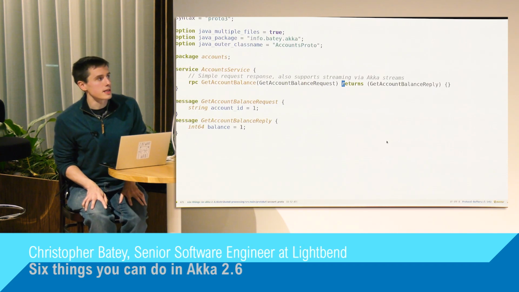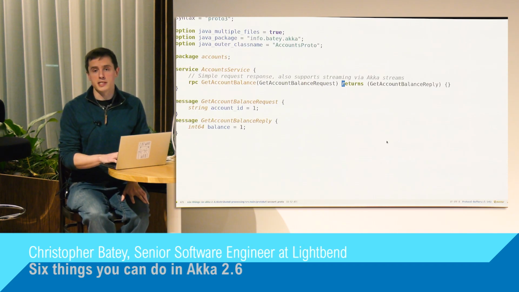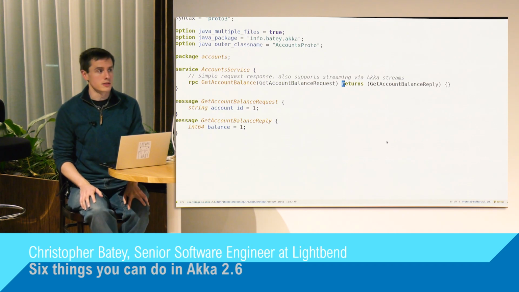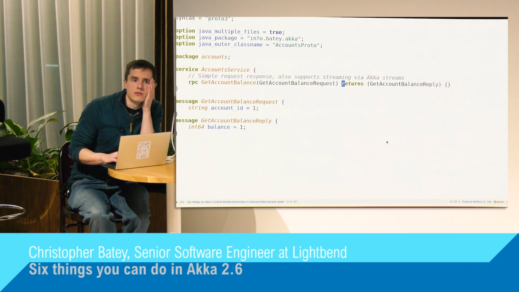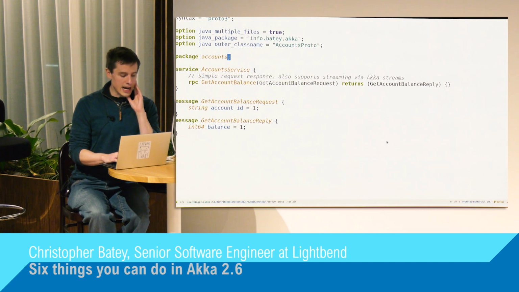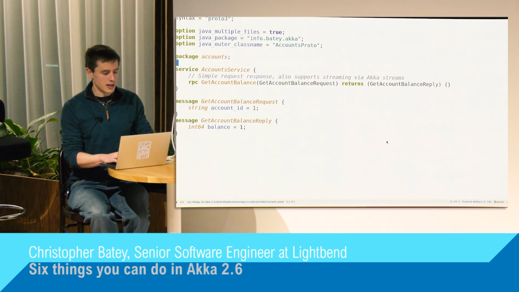gRPC is a language agnostic way to do remote procedure calls. It's an alternative to, say, doing JSON over HTTP. We released Akka gRPC maybe 6 months ago, maybe a year ago, and it's a way of basically using an Akka streams-based interface for interacting with gRPC.